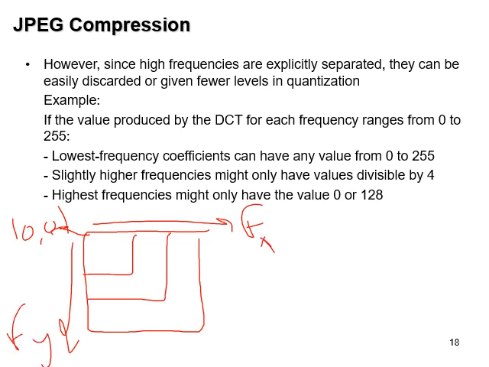So this is what we will do. This area, the values in it will keep their original value. So if the DCT gives you some value, you will keep it as it is. So the values will be from 0 to 255.